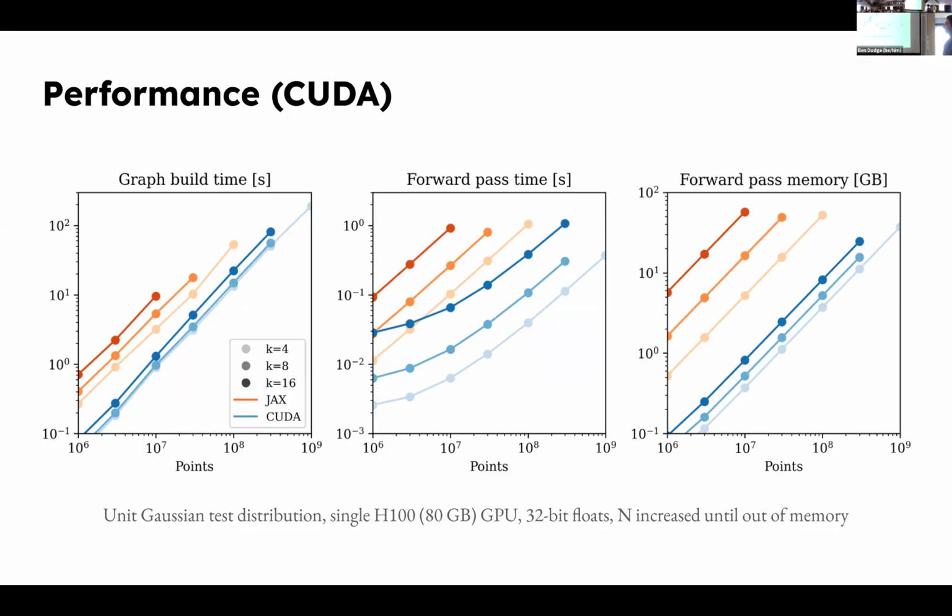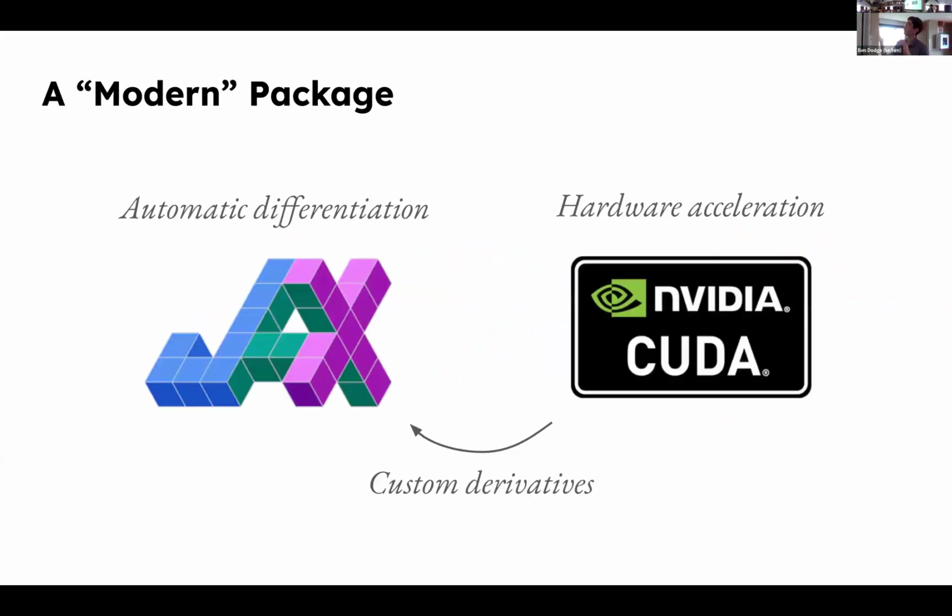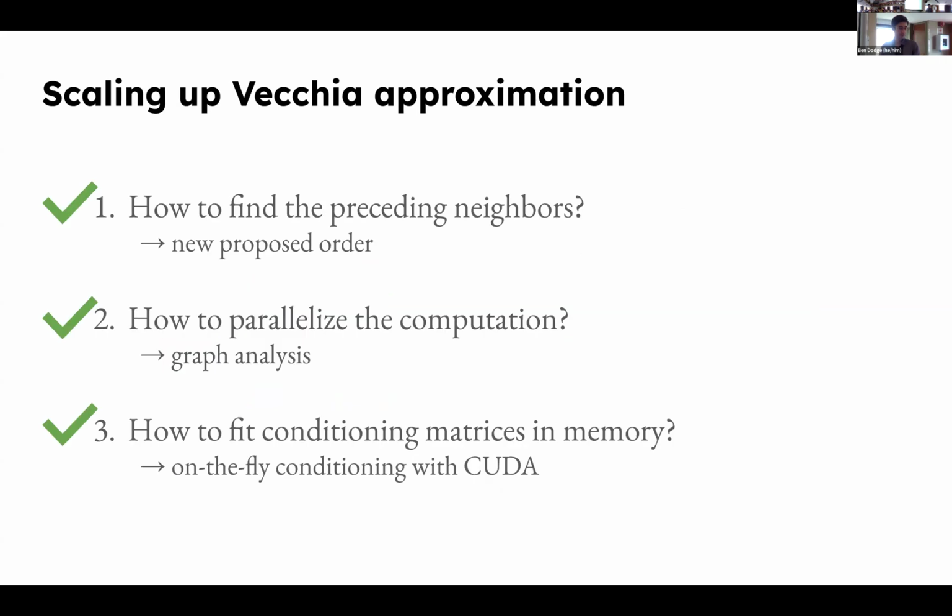Yeah, I think this is a compelling reason to want to go to CUDA to do some basic optimizations. Now, one reason people don't like to use CUDA is because then you lose all the autodiff of JAX. So we implement the derivatives in CUDA as well and link them up to JAX, so you can use GraphGP, the CUDA version, just like you would any other JAX component. I think that's important when we're developing new high-performance code in the age of AI, that we implement derivatives. Okay, so that's how to fit conditioning matrices in memory.